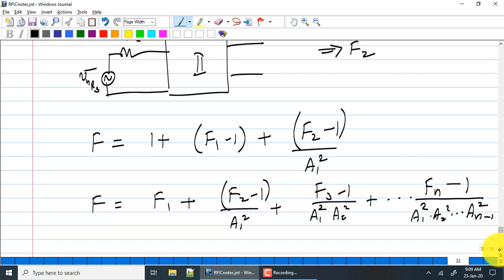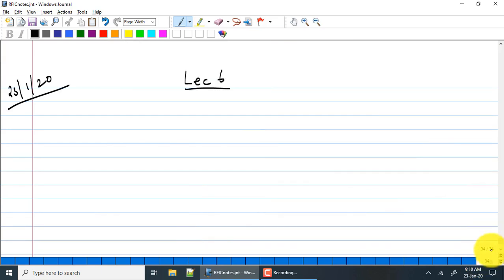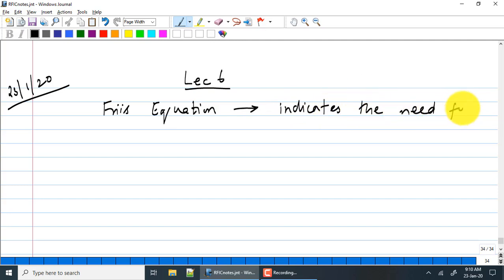So, the Friis equation kind of indicates the need for a low noise amplifier. As we go through the course, you will understand the need for this even further when you come across mixers and start to design them by yourselves.